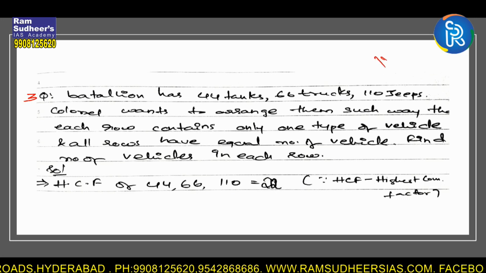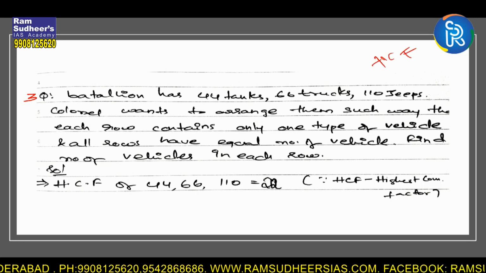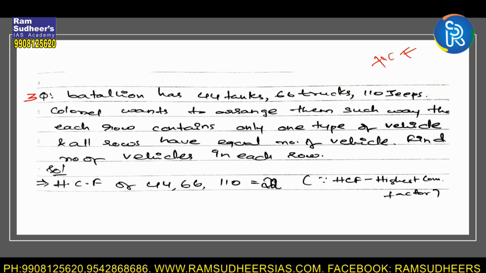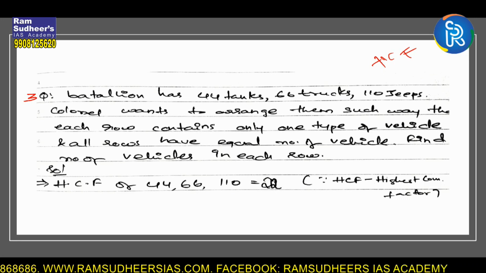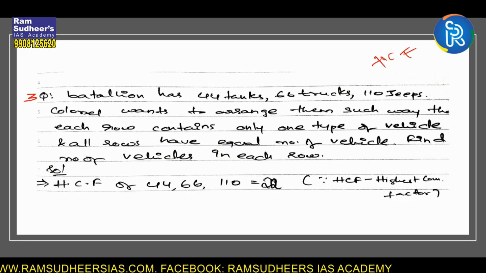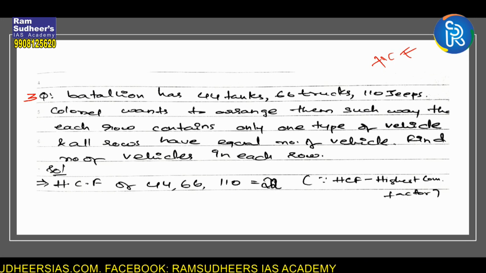This question is relating to HCF, my friends. I'll read out the question. A battalion has 44 tanks, 66 trucks, 110 jeeps. A colonel wants to arrange them in such a way that each row contains only one type of vehicle and all rows have equal number of vehicles. Find the number of vehicles in each row.